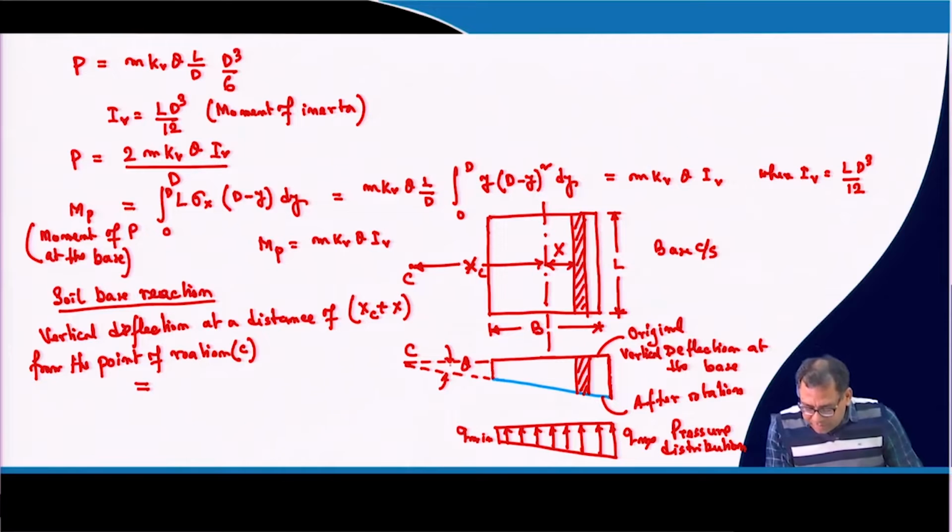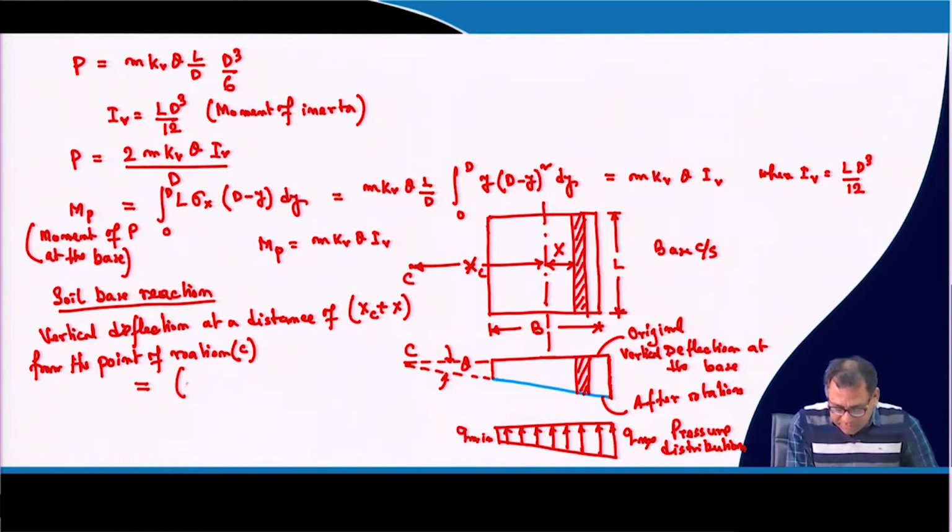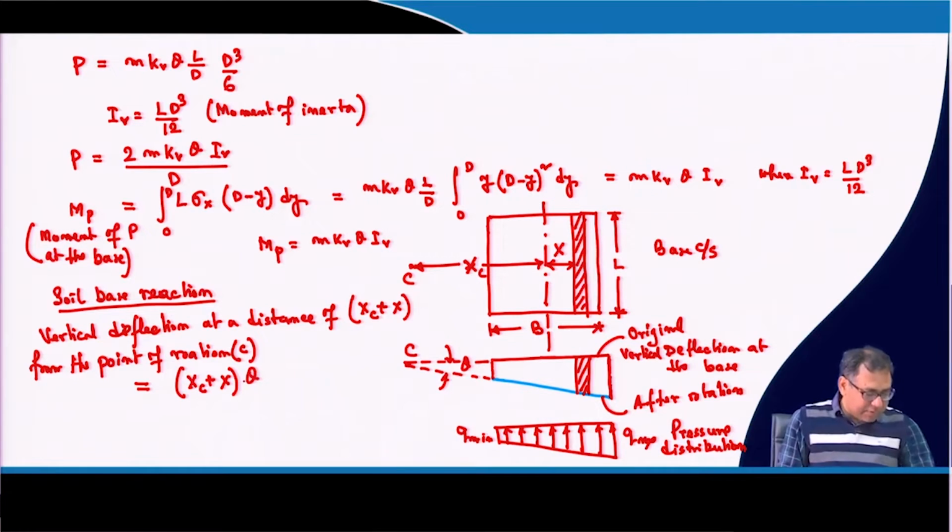Because the amount of rotation is theta and the distance is xc plus x. So, for that small one, this curvature will be r theta, r value is how much? R value is xc plus x, this is the theta, and the deformation is small. So, that is why we can consider it is a straight portion. That is why we can take this total deflection will be xc plus x from the point C into theta, theta is the rotation.